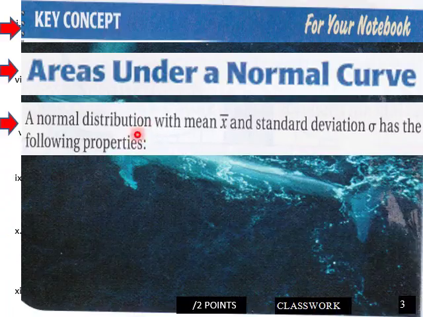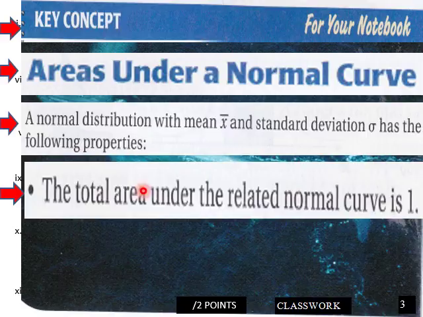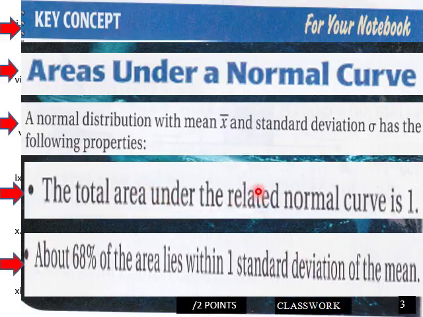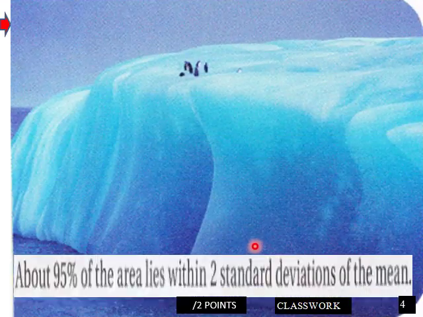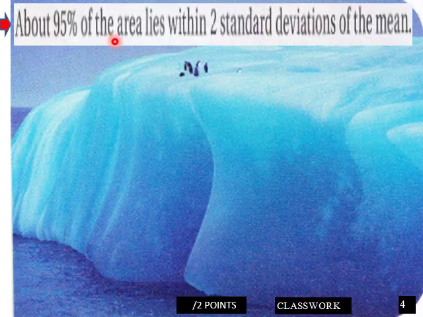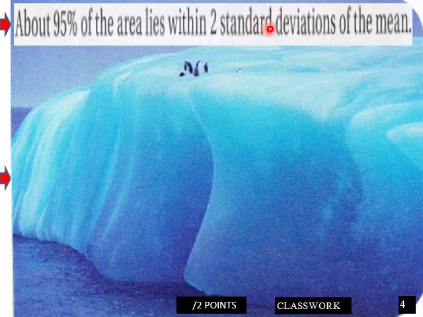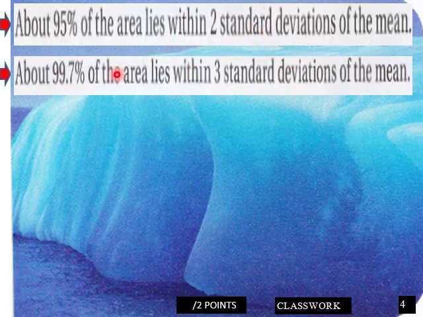The areas under a normal curve: a normal distribution with a mean x̄ and a standard deviation σ has the following properties. The total area under the related normal curve is 1. About 68% of the area lies within 1 standard deviation of the mean. About 95% of the area lies within 2 standard deviations of the mean. 99.7% of the area lies within 3 standard deviations of the mean.